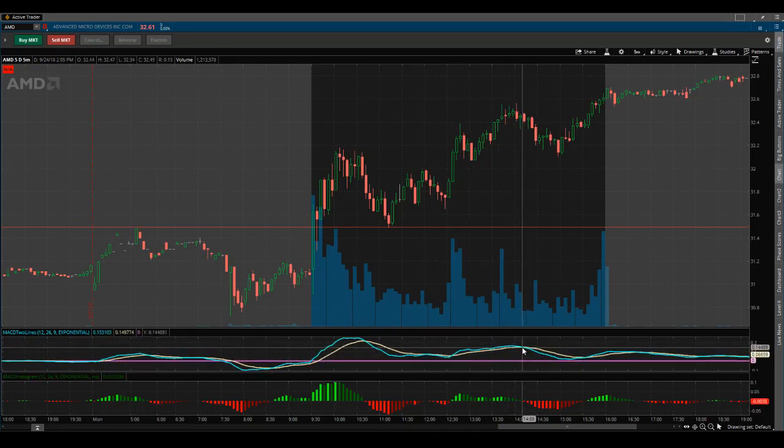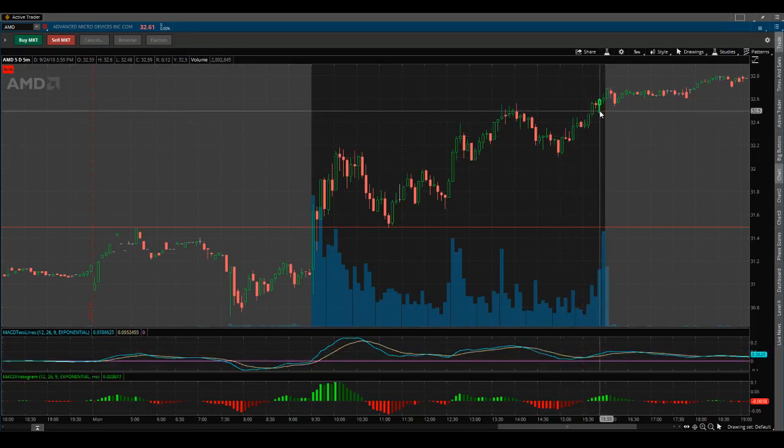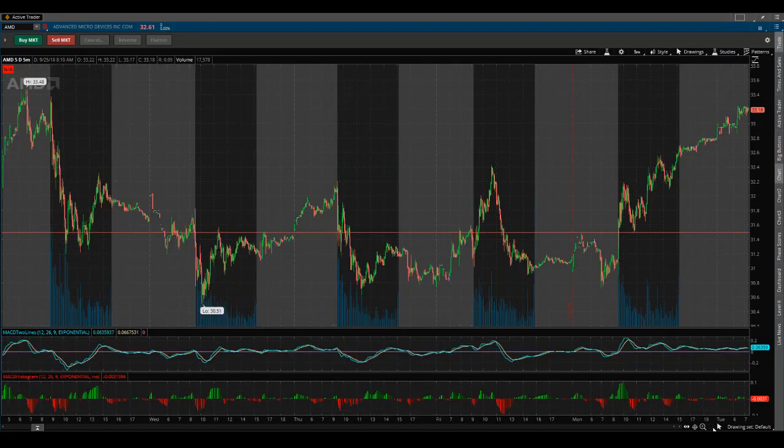Then you had your pop again, your cross. Look at how delayed you would have been if you're playing it just on the cross itself. That right there is a nice delay. From 32.40, 32 and change, all the way up to 32.40. You could have gotten in at a better price. I don't like MACD. I definitely don't. But let's go over the chart.